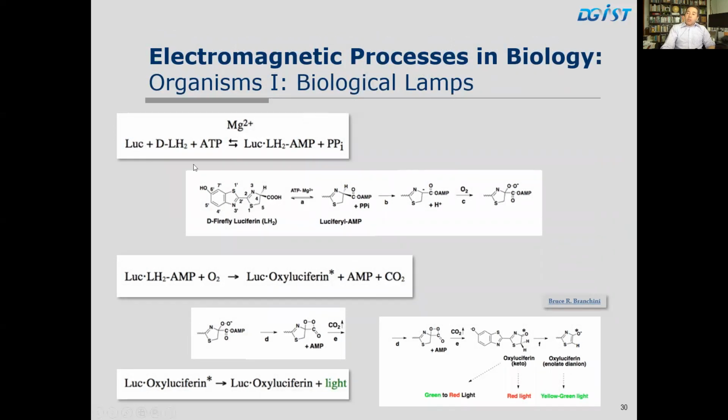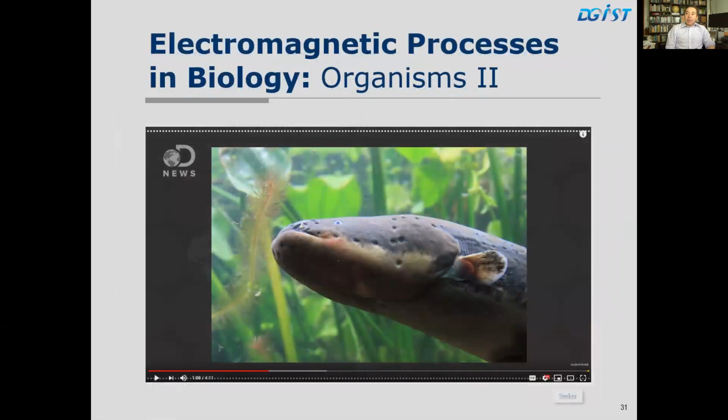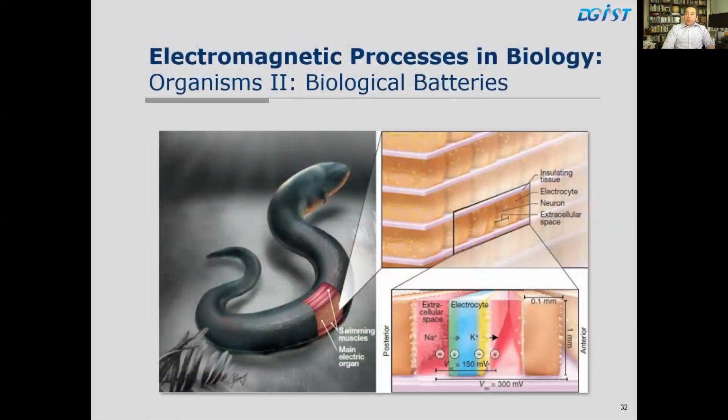So this is a protein. There's a molecule here which will have visible light characteristics that's connected to this protein, and you can have different types of light generated. We also have an example of biological batteries, and this is an animal in the Amazon that generates very powerful electrical discharges, the electric eel.